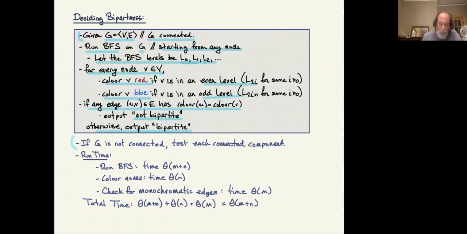What if G is not connected? Well, we just test each of the connected components. We can use breadth first search to find the connected components. And then the entire graph will be bipartite if and only if each of the components is bipartite.